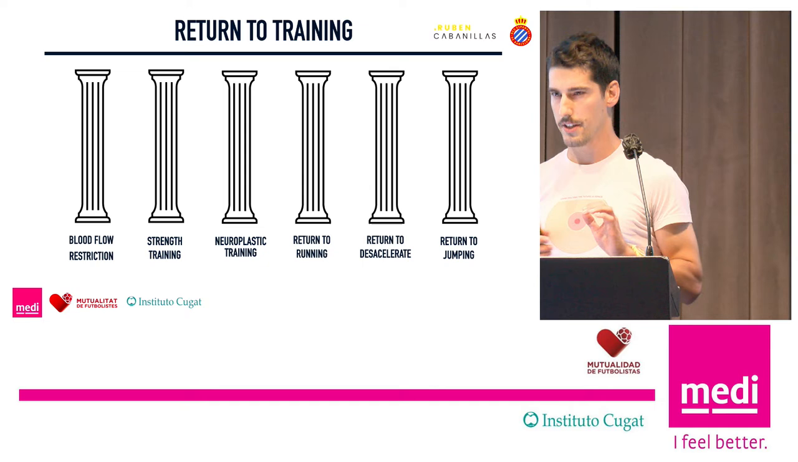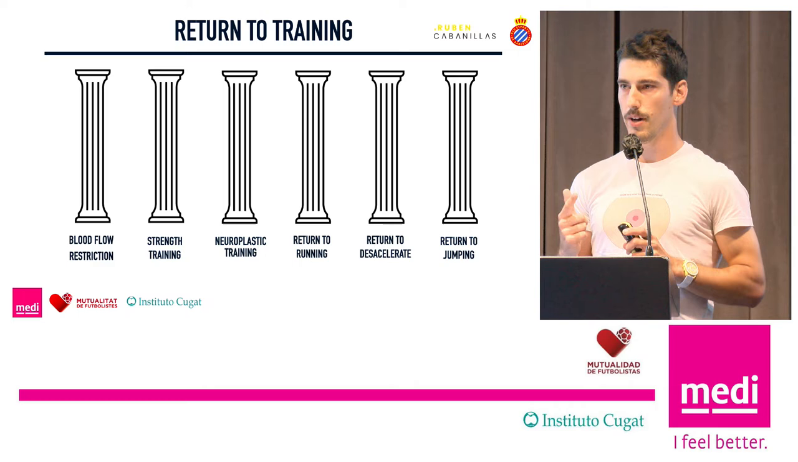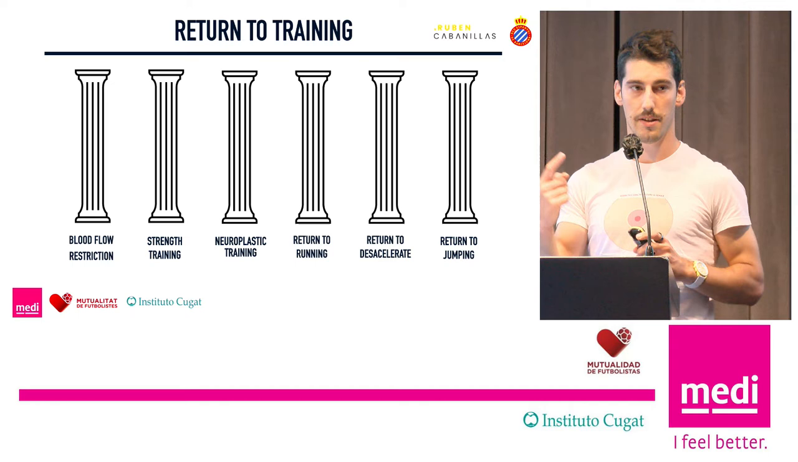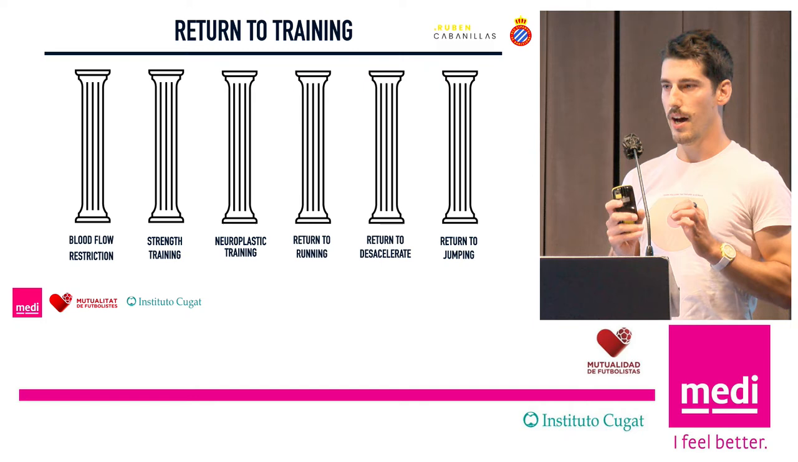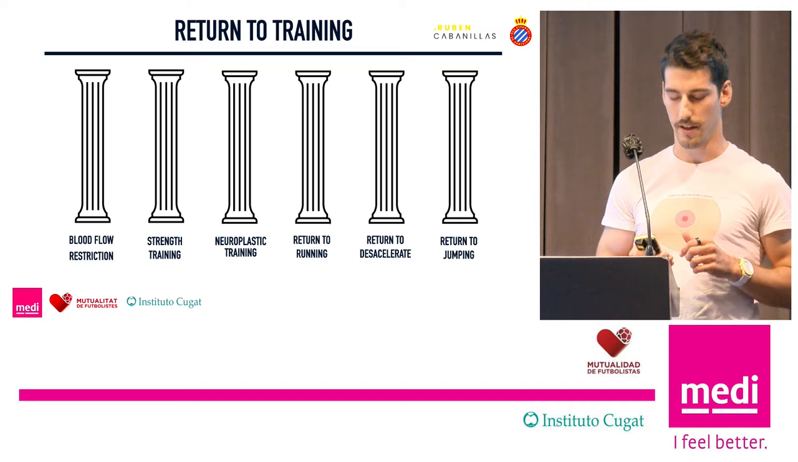My six pillars of return to training: one, blood flow restriction training; second, strength training; then neuroplasticity, which is important to train the brain, not only the knee, the structure, the brain is important; return to running, jump again, and decelerate again. I will explain three of these, not all, but I want you to keep the others in mind because I don't have a lot of time. First one, blood flow restriction.